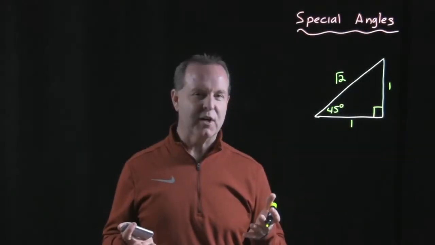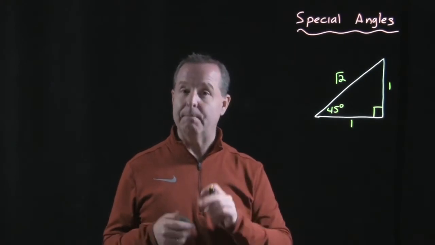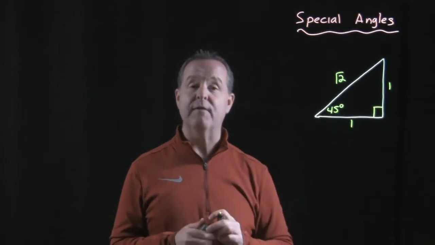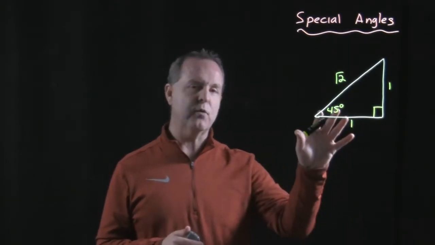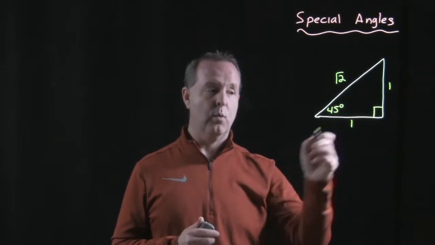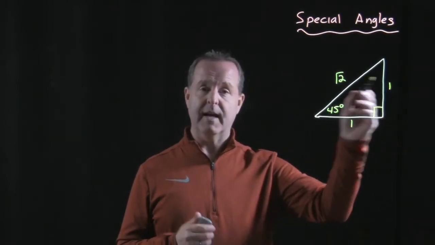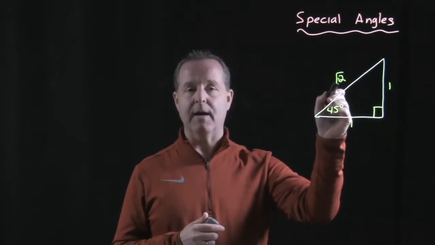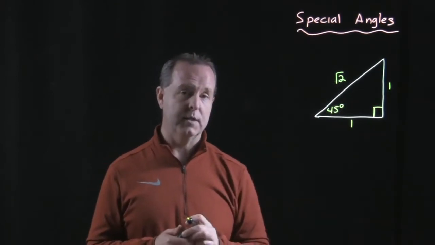Now, as we progress in trigonometry, we're going to see a couple of angles that pop up over and over and over again. One such angle is a 45-degree angle. And we can get a 45-degree angle by drawing a right triangle where the lengths are both 1 as a base unit, and then using the Pythagorean theorem, we can get the hypotenuse. In this case, it's the square root of 2.